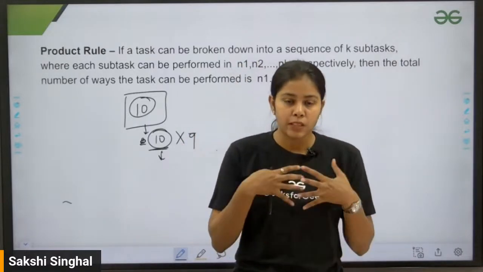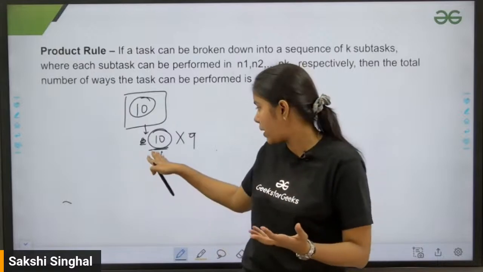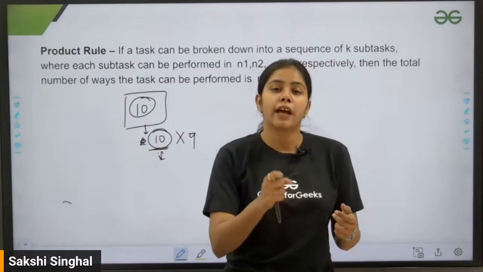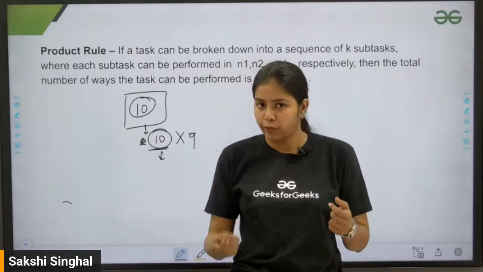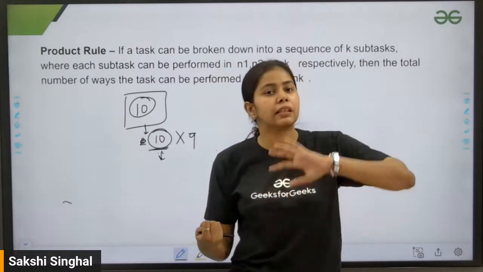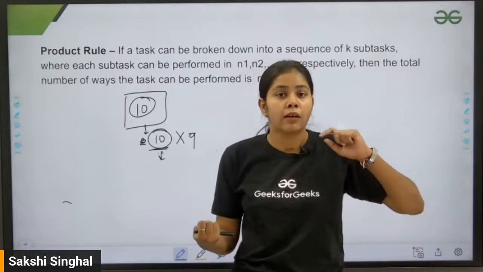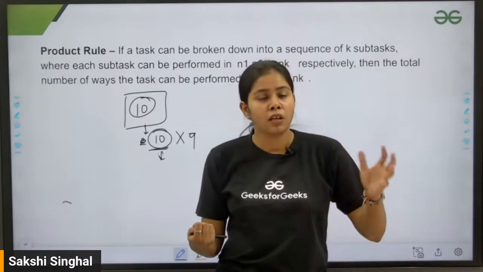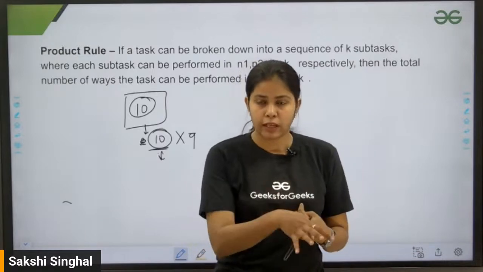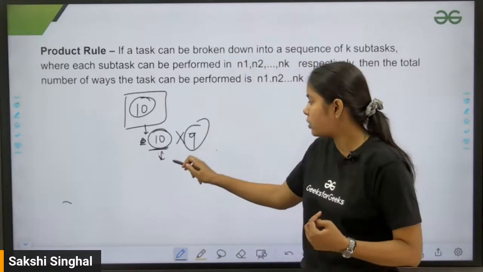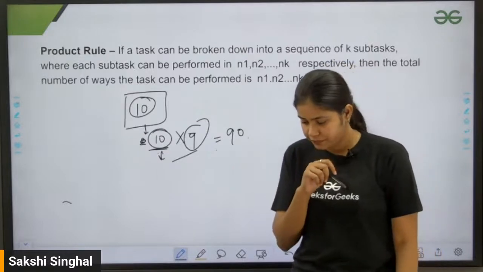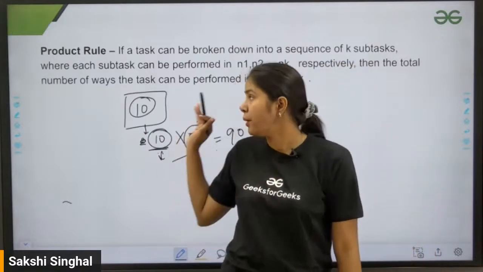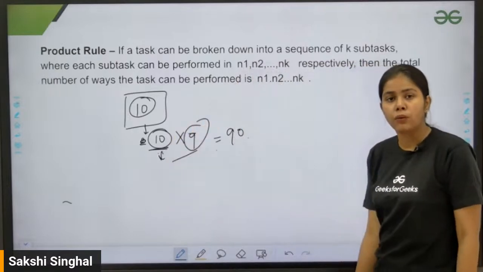So for the first subtask I have 10 options, so that's why I have written down here 10, because now I have taken one ball from the bag. So that means in the bag we have only 9 balls left, but again I have to pick one ball. So if I pick one ball from the 9, for the second ball I have 9 options, so 10 into 9 will become 90, right? So I hope this is clear, how to use the product rule.